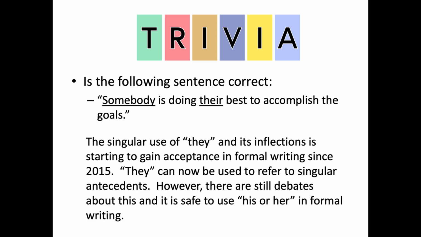Is the following sentence correct? Somebody is doing their best to accomplish the goals. The singular use of they and its inflections has gained acceptance in formal writing since 2015. They can now be used to refer to singular antecedents. However, there are still debates about this, and it is safe to use his or her in formal writing.